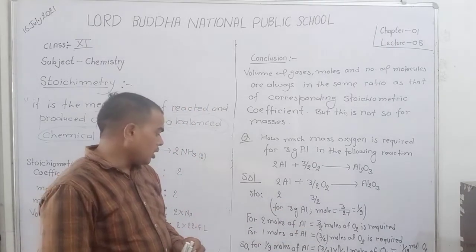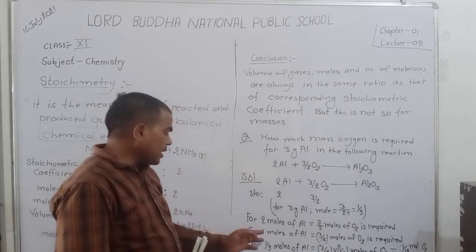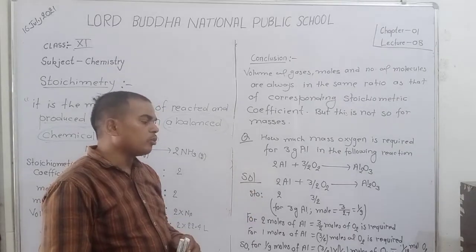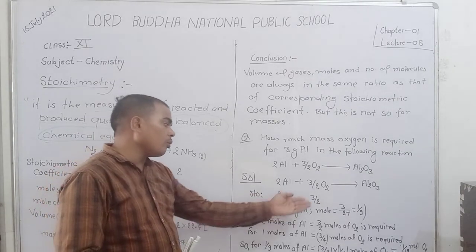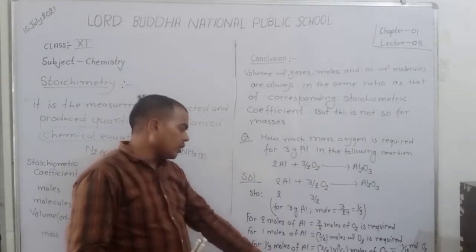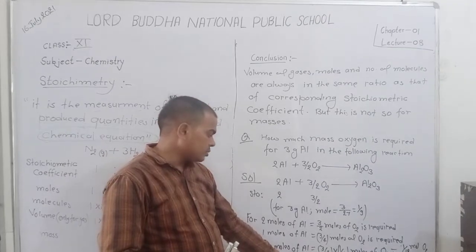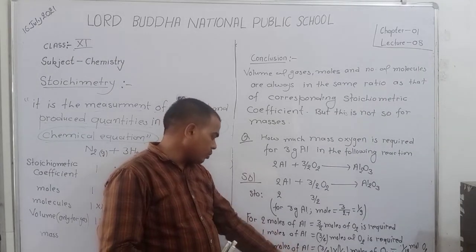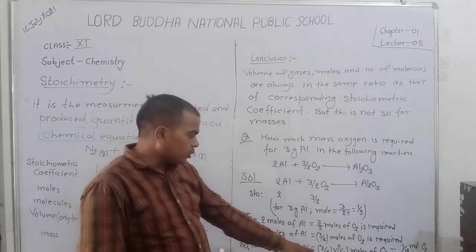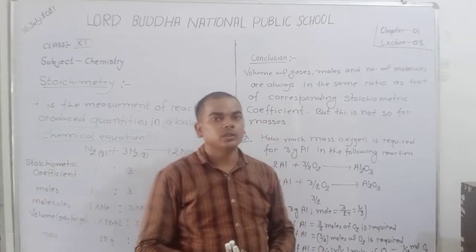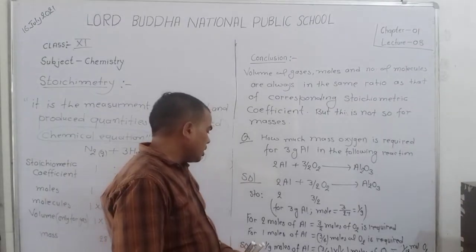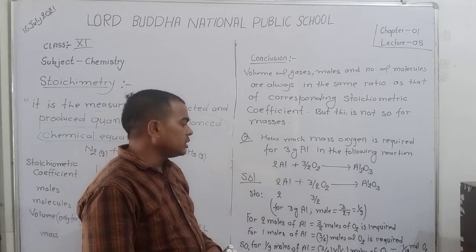Okay student, now you know that for 1 mole of aluminum, 3/4 mole of oxygen is required. Therefore, for 1/9 mole of aluminum, which means 3 gram, the required oxygen is 3/4 multiplied by 1/9 moles of oxygen. Finally, after the calculation, we obtain 1/12 mole of oxygen. Now we have obtained the moles of oxygen required.